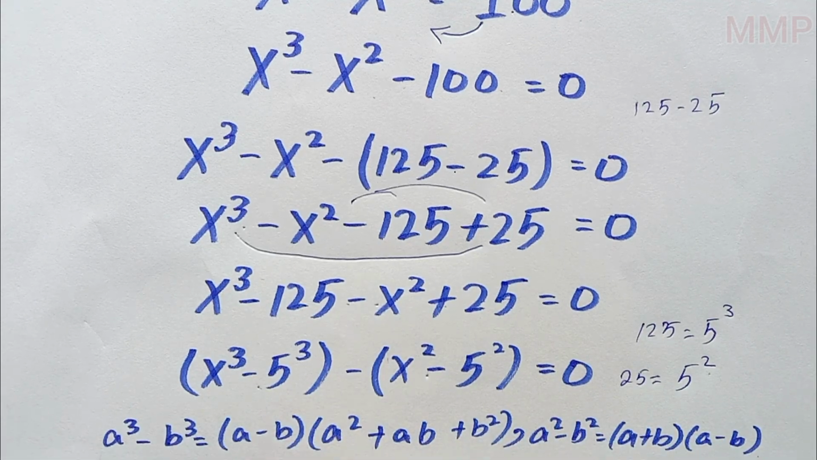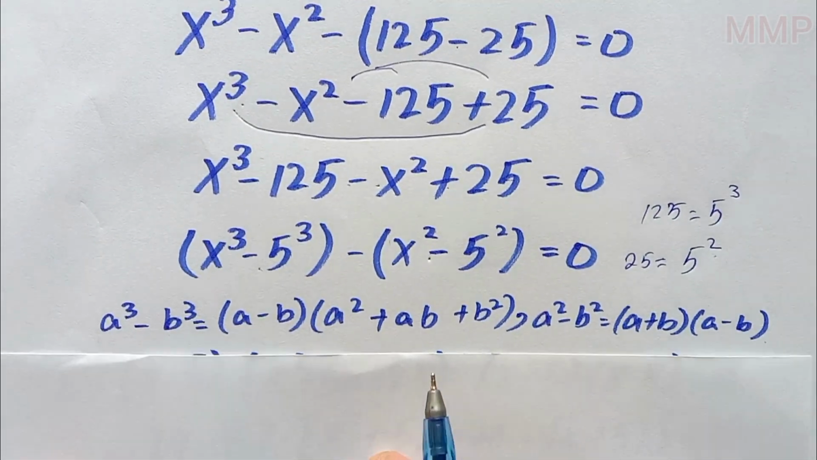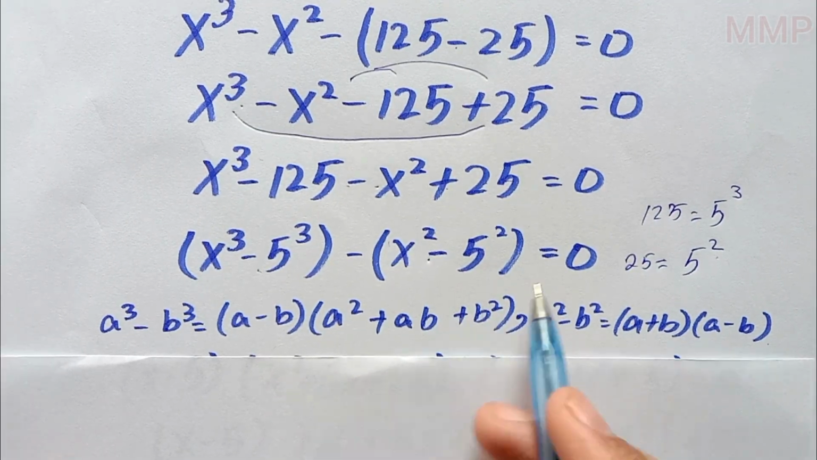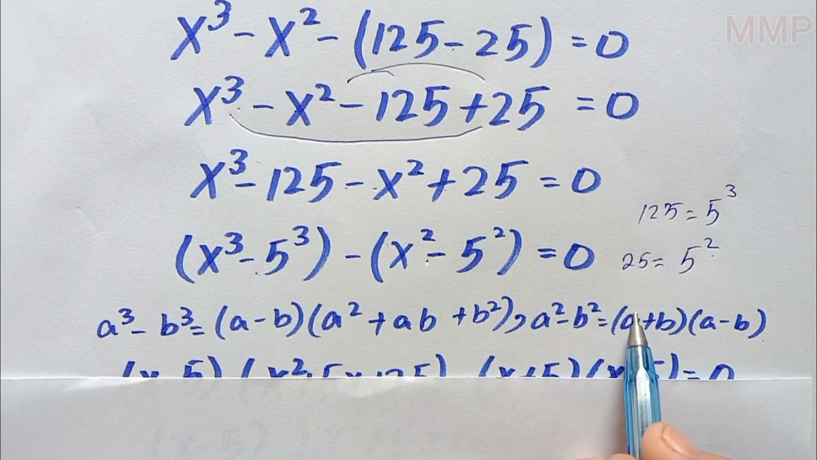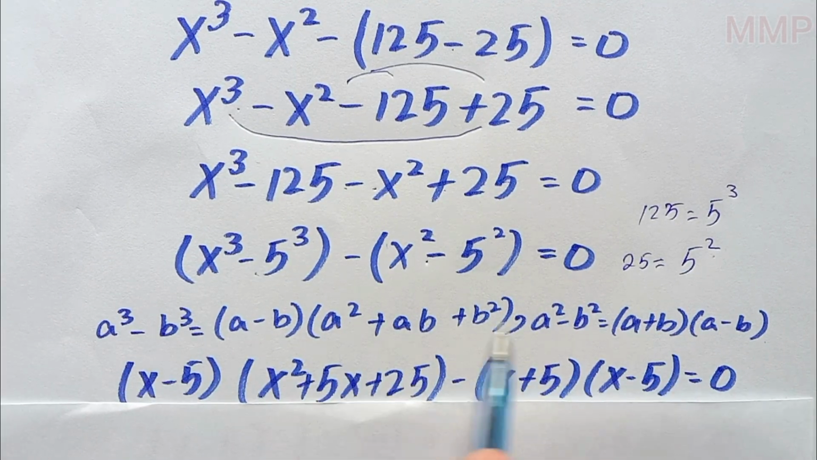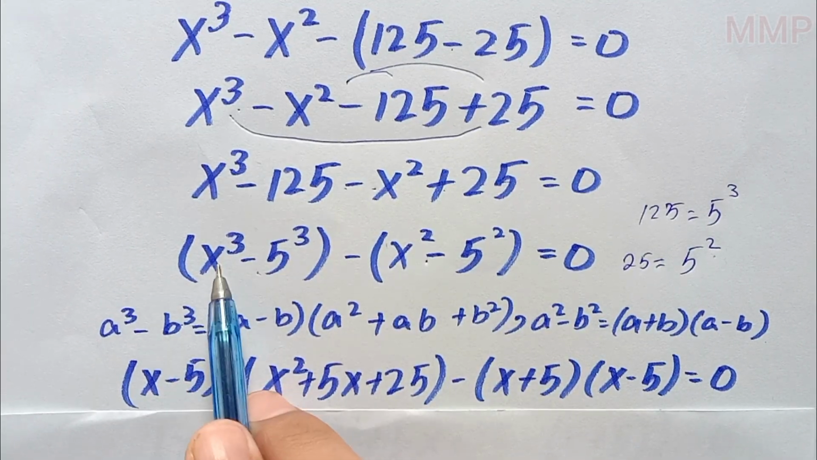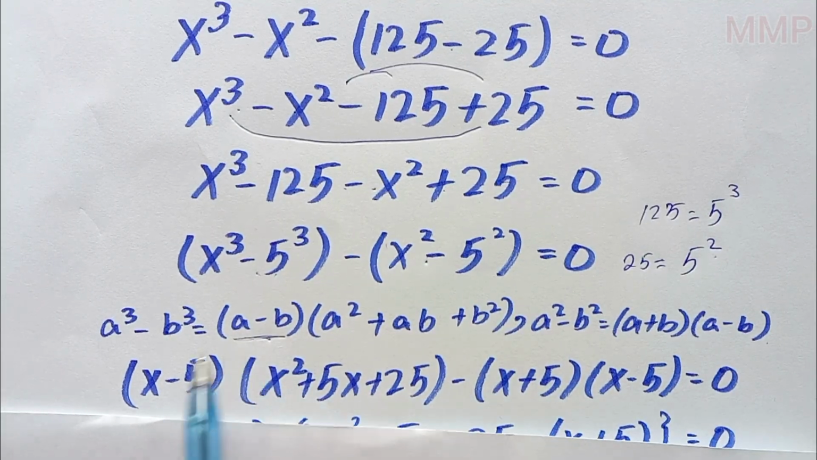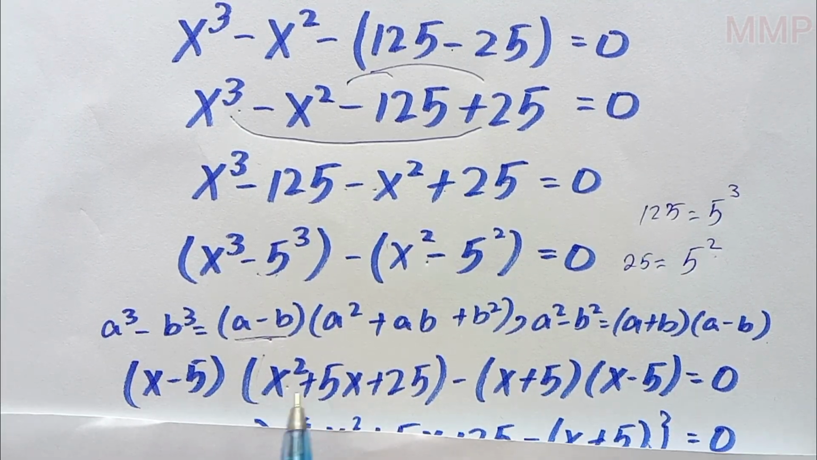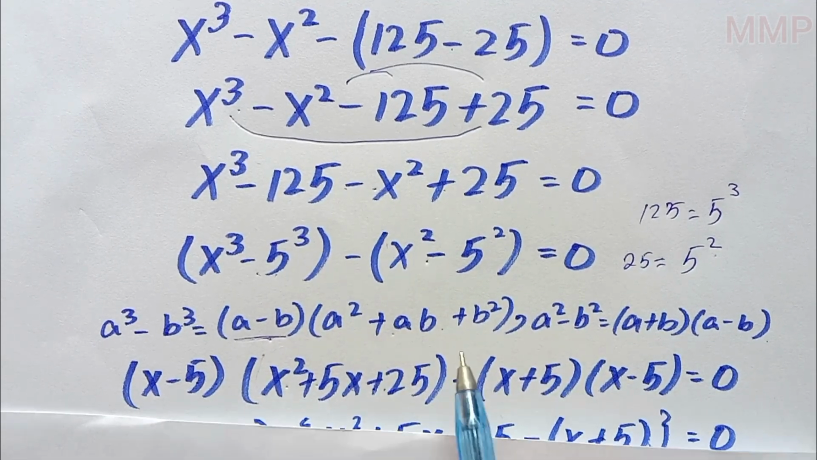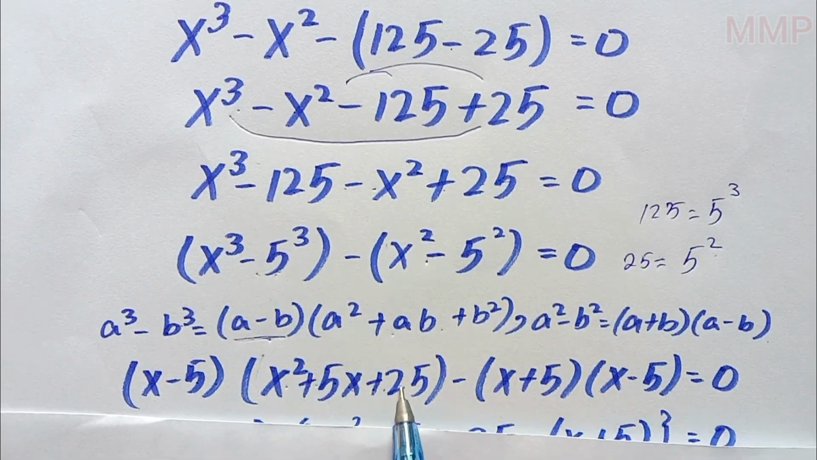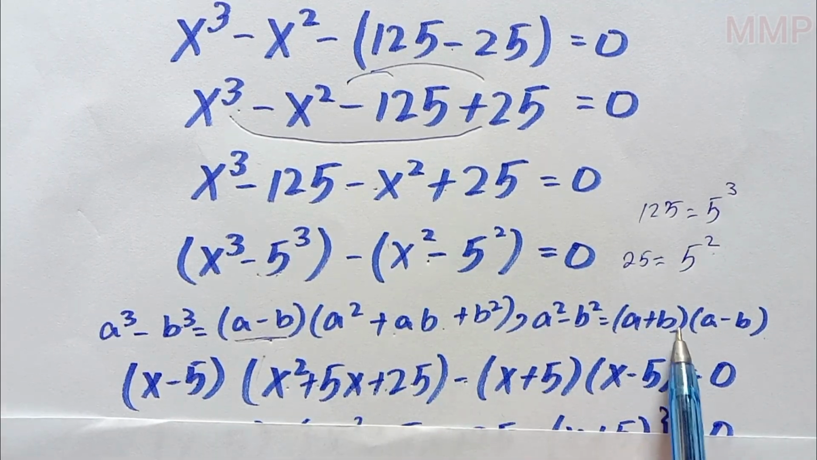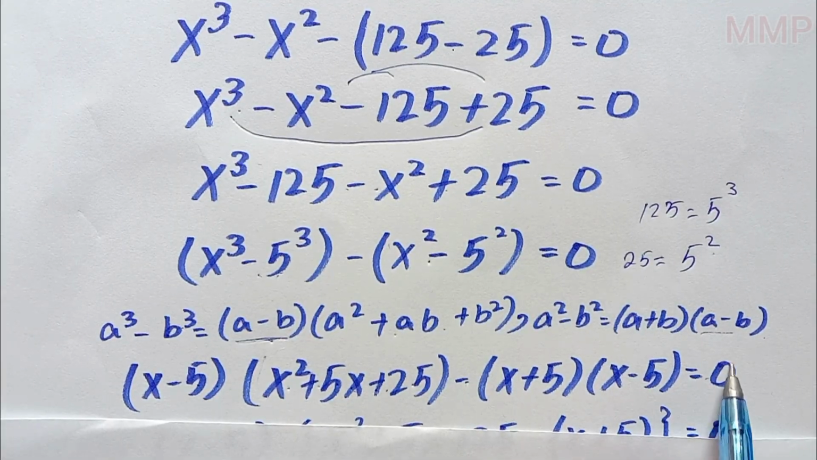In the next step, we use these Olympiad algebraic formulas. a cube minus b cube is equal to a minus b into a square plus ab plus b square. Formula number 2 is a square minus b square is equal to a plus b into a minus b. First we apply this, where a is x and b is 5. So we get x minus 5 into x square plus 5x plus 5 square, and 5 square is 25, minus x plus 5 into x minus 5 is equal to 0.